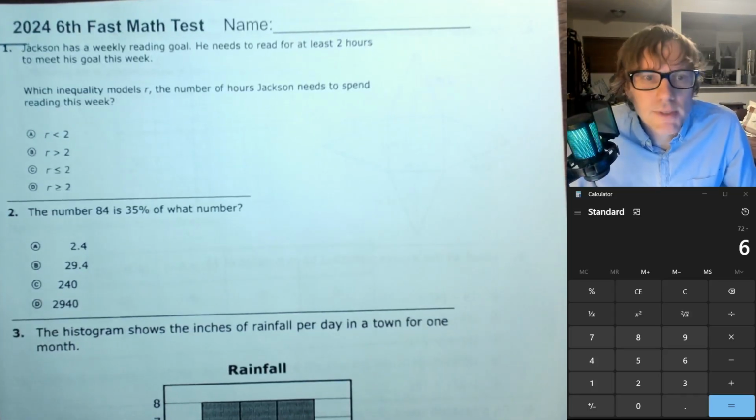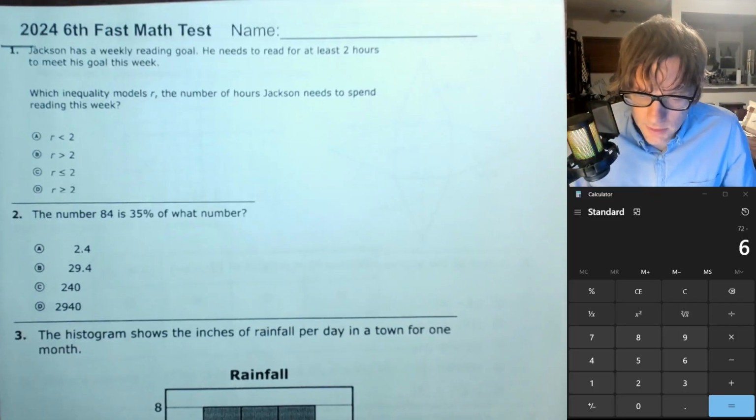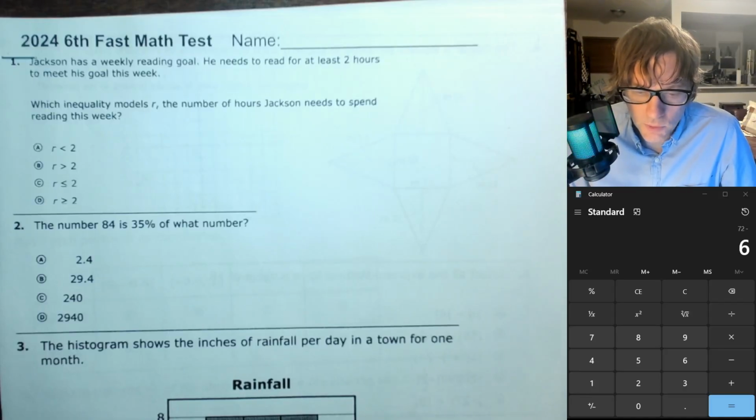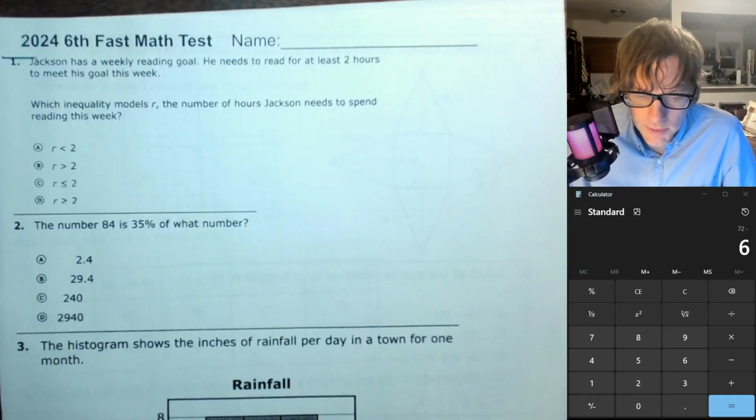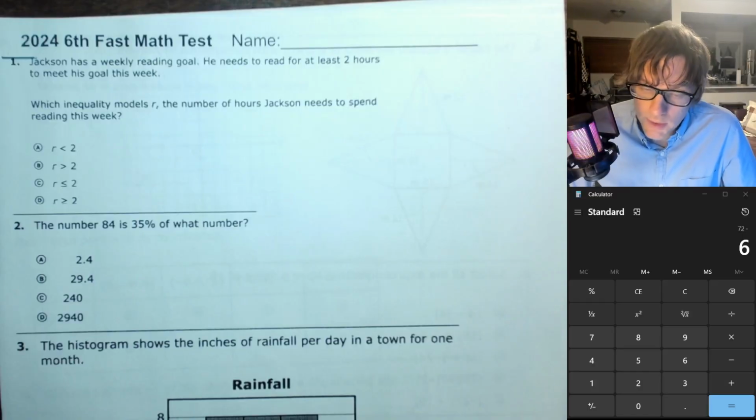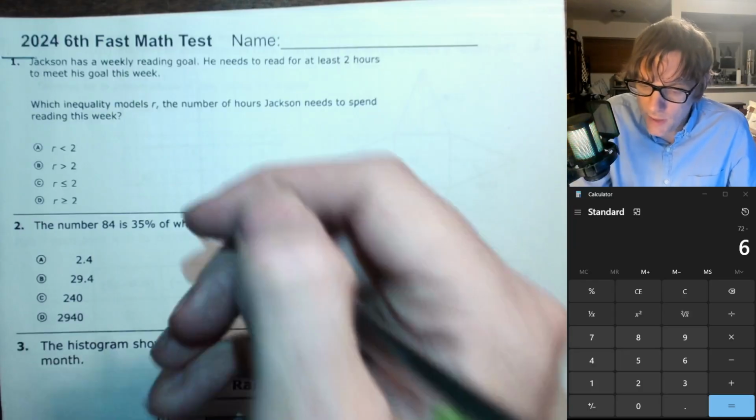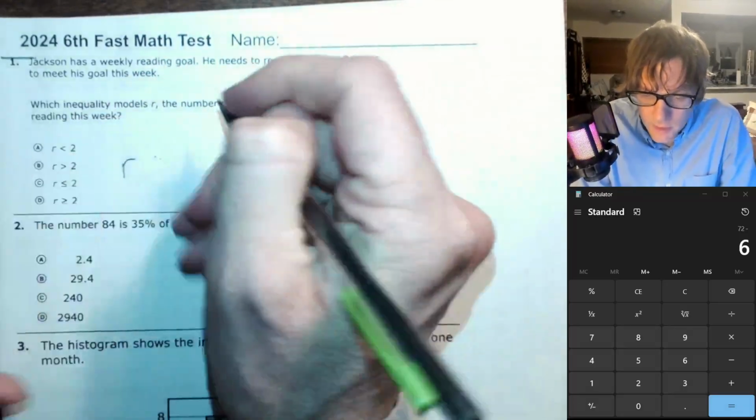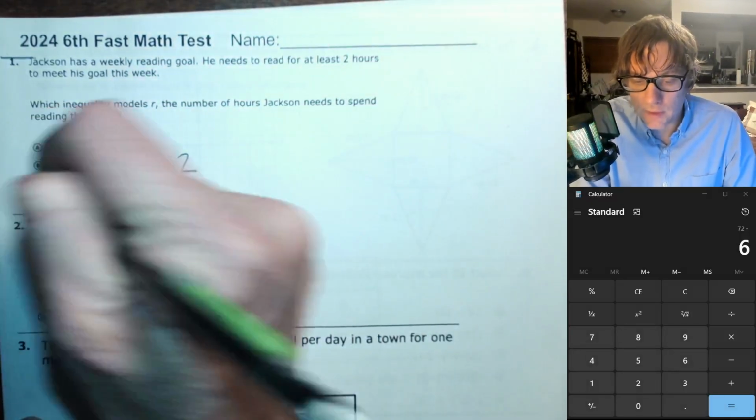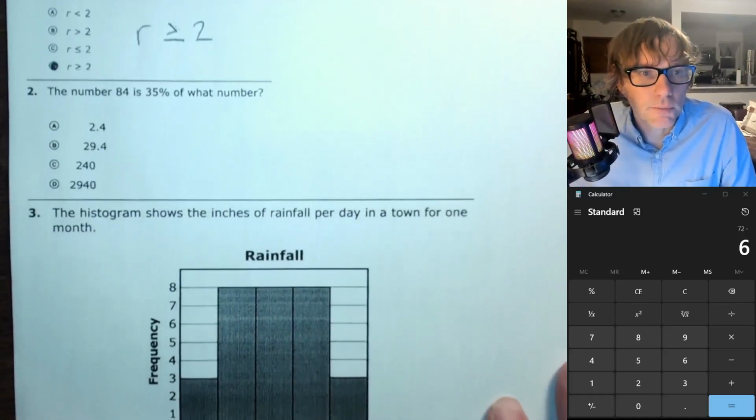All right, question 1 says, Jackson has a weekly reading goal. He needs to read for at least 2 hours to meet his goal this week. Write an inequality that models R, the number of hours Jackson needs to spend reading this week. All right, so he needs to spend at least 2, so that means he could be reading for 2, maybe 3, maybe 4, but definitely not 1. So his reading time is going to have to be greater than or equal to 2 hours. So it's going to be R is greater than or equal to 2. So that's going to be D. Easy enough. All right, number 2.